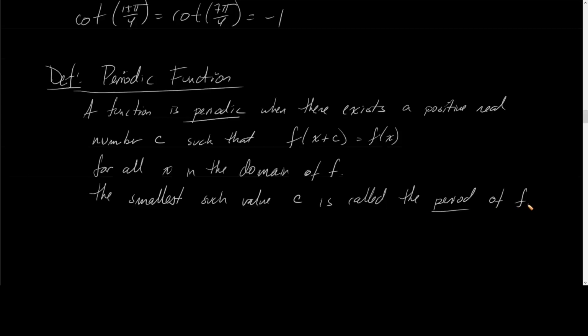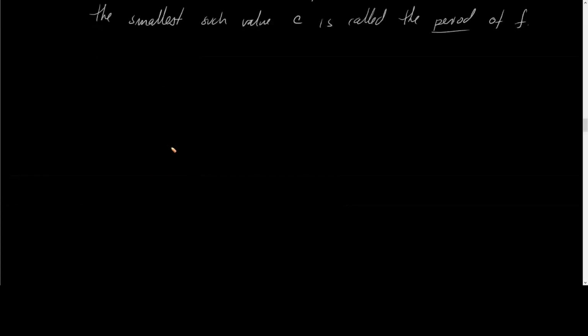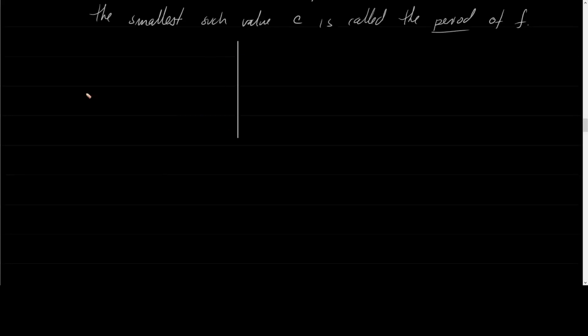Essentially, what this is saying is that a function is periodic when it repeats itself after some value c. The smallest value of c which repeats itself is called the period. So let's look at a quick example. Let's say that I had the following function on the graph, and let's say that the function looks exactly like this. And these are supposed to all be equal.